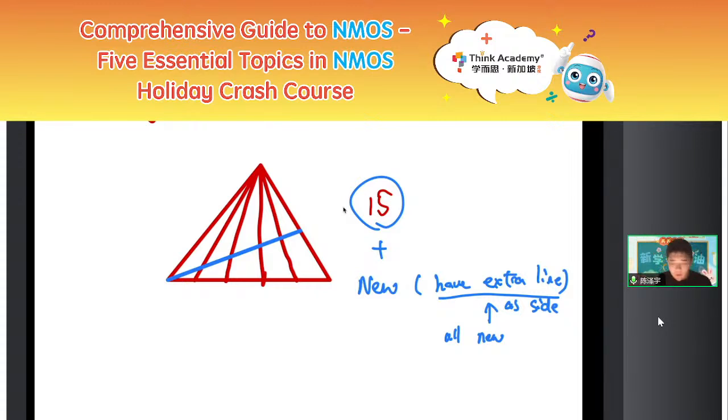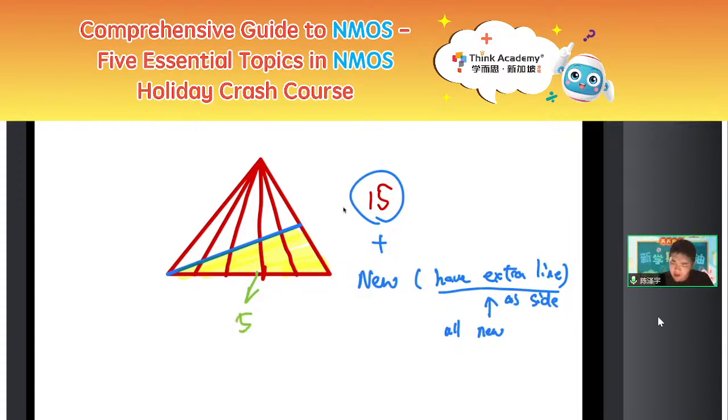Since the line has cut the triangle into two different parts, we can first of all take a look at this part. So guys, how many new triangles do we get here? How many new triangles do we get here? Here I get 5. Right. Here I get 5.